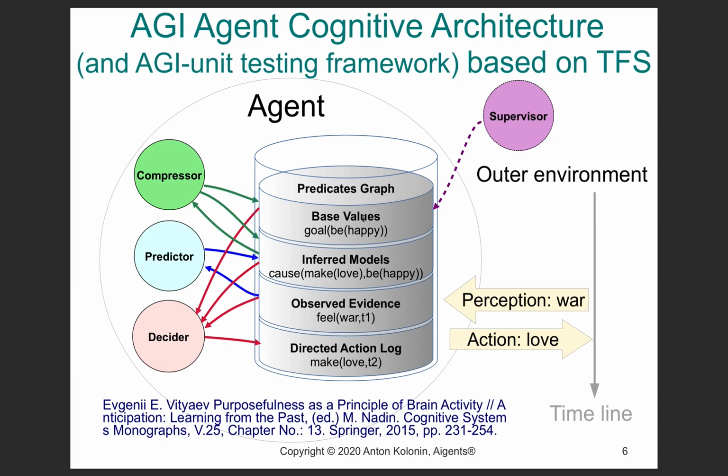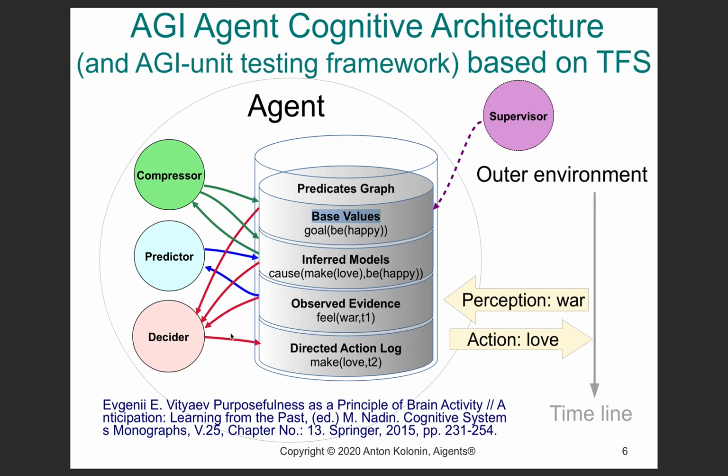Then, given this knowledge, we have 3 kinds of activities. First of all, there is a predictor, and the purpose of the predictor is to take the observed evidence and infer the models of the world, so it can predict what is going to happen next when something is happening right now. Then there is a decider, which considers all possible predictions based on all possible actions that the agent can make given the observed evidence and predicted models, and the decider makes decisions based on the base values.